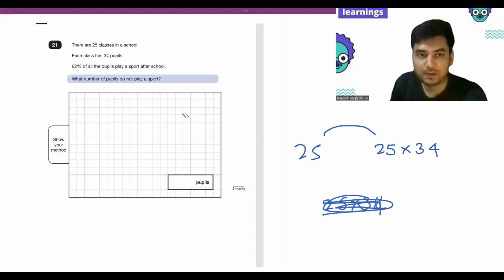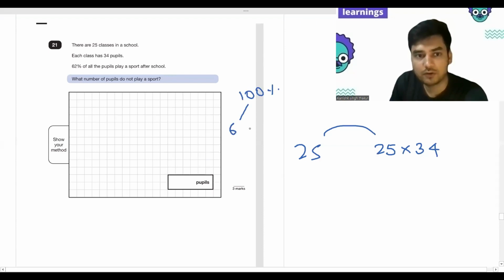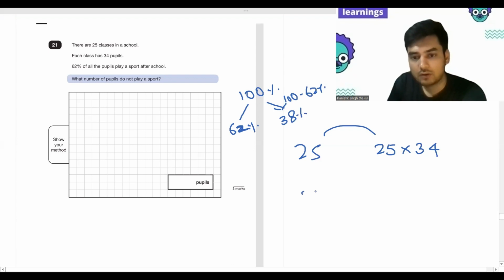So see, for anything total, there would be 100%. Out of 100%, 62% play. So how much are not playing? 100 minus 62% will not be playing. That would be 38% will not be playing. So 38% of what? The total is 25 times 34. So I have to find 38% of this.